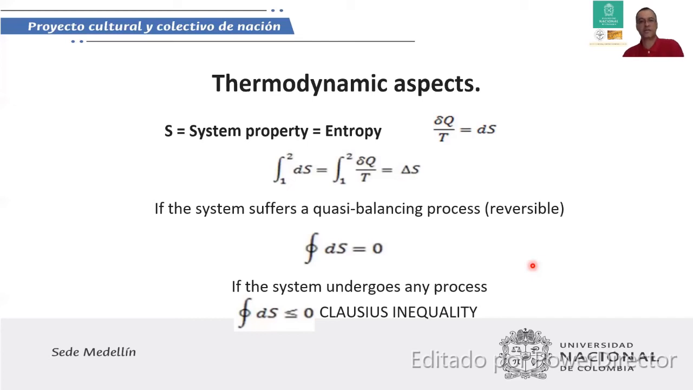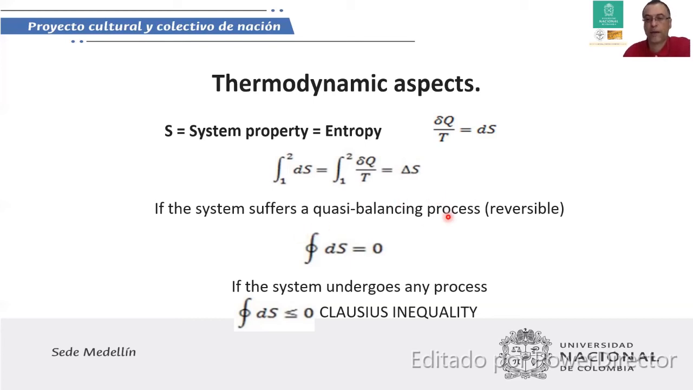Another definition is entropy. Entropy is another different property, defined by the quantity of heat transfer divided by the temperature. It's a definition. By definition, we could define entropy as a property. If you define entropy as a property, you could define the delta entropy. You could define the entropy in state one and the entropy in state two, and the delta entropy is the entropy in state two minus the entropy in state one.